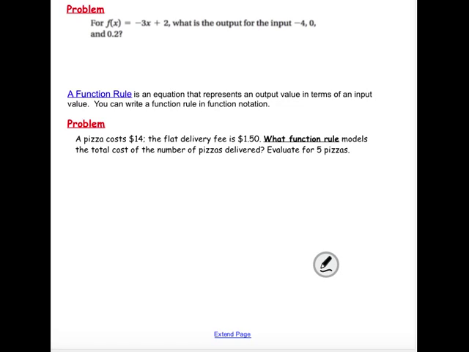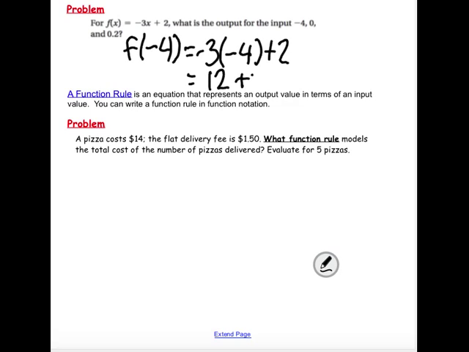All right, so let's try a problem. It says for f of x equals negative 3x plus 2, what is the output for the inputs negative 4, 0, and 0.2? So all we're going to do is plug in each value for x. We will start with negative 4. So I have f of negative 4, and then I'm just going to copy that down. Equals negative 3, plug in negative 4 for that x, plus 2, and solve that out. Negative 3 times negative 4 is 12. 12 plus 2 is 14.